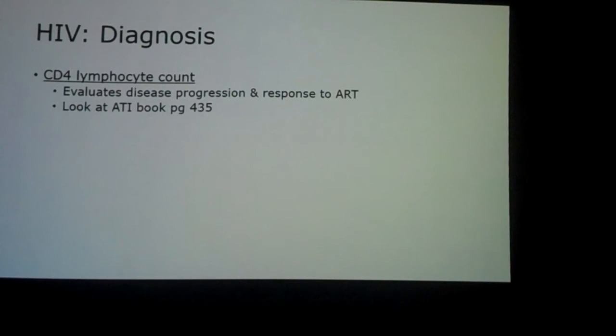Your diagnosis and your disease progression in response to therapy is slightly different for children. So the big cutoff, it's on page 435 in your ATI. Your big cutoff for your adults from HIV to AIDS is 200, where you look at your infant's level on the chart in ATI and it's 750. So your CD4 count differs in your infants and your older children.